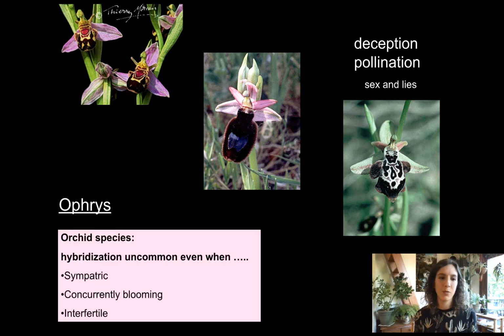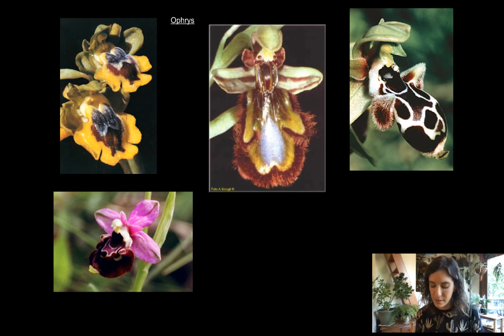These species of orchids, they're all very closely related, yet they do not hybridize, it turns out. They live in the same place. They bloom at the same time. They're even interfertile. But they use different pollinators. It's as simple as that. They're attracting different pollinators. And so they really do not hybridize, even though they're closely related.